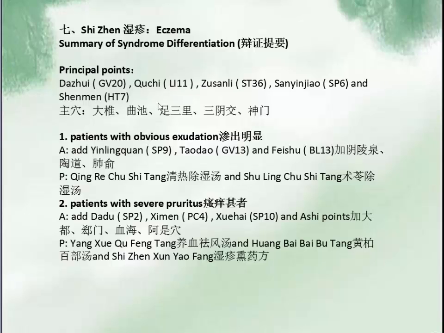LI11, in the dermatology textbook, almost always, right? LI11, DU14, for any heat type of eczema, and they're indeed the most major points here. Stomach 36, mostly when there's a deficiency present. We don't use that all the time. Spleen 6, we mostly use when there is some blood deficiency or yin deficiency underlying it. And Heart 7, mostly when there's agitation.